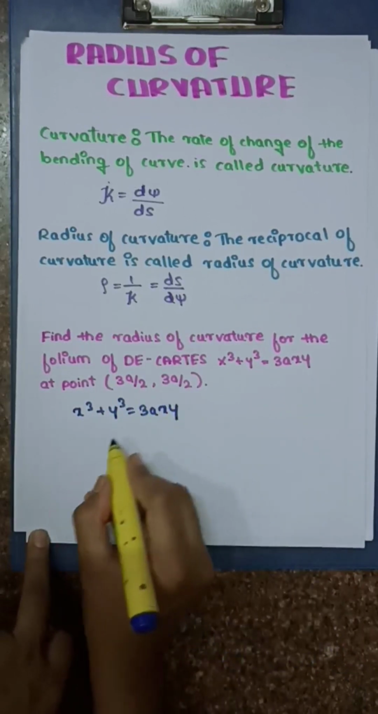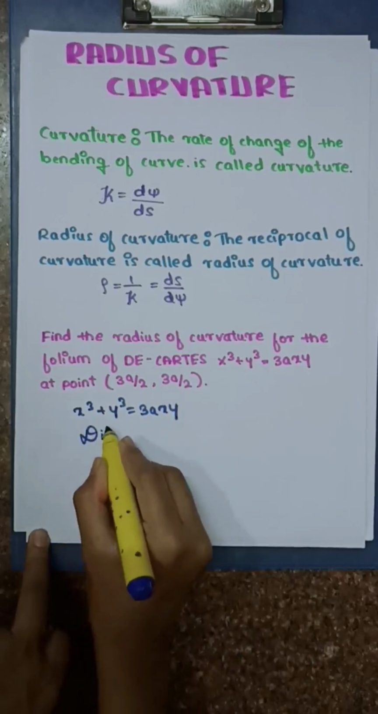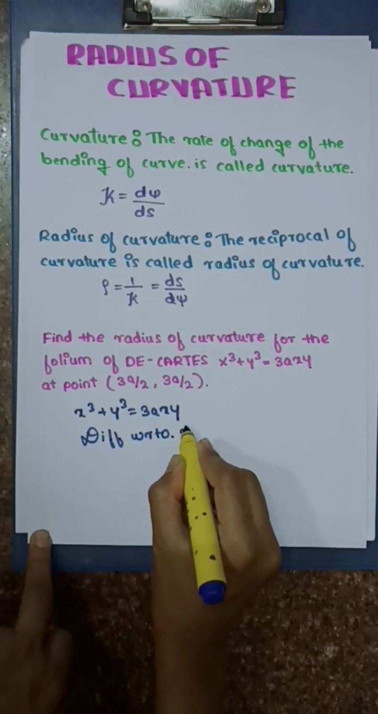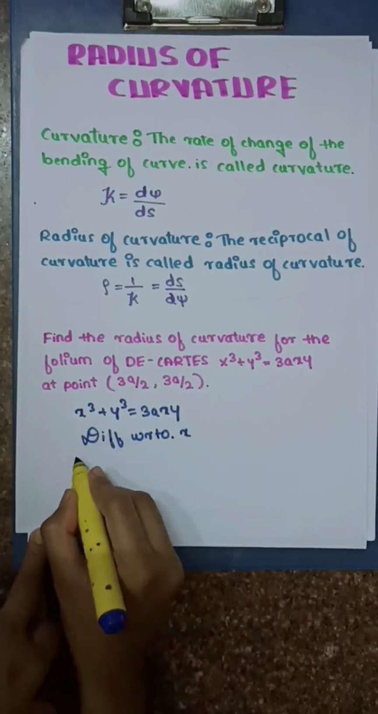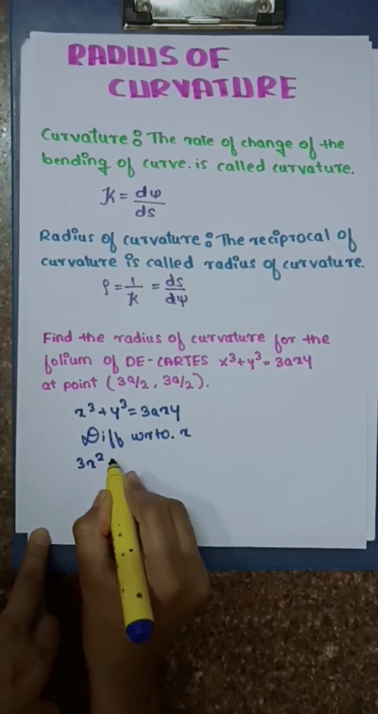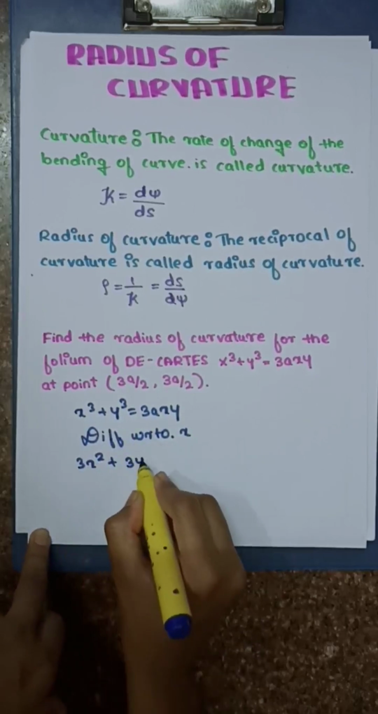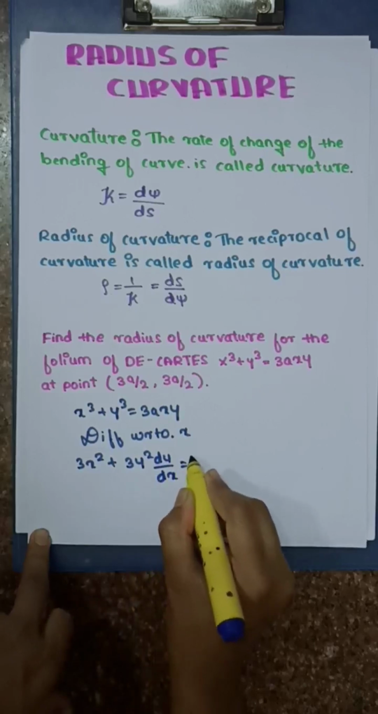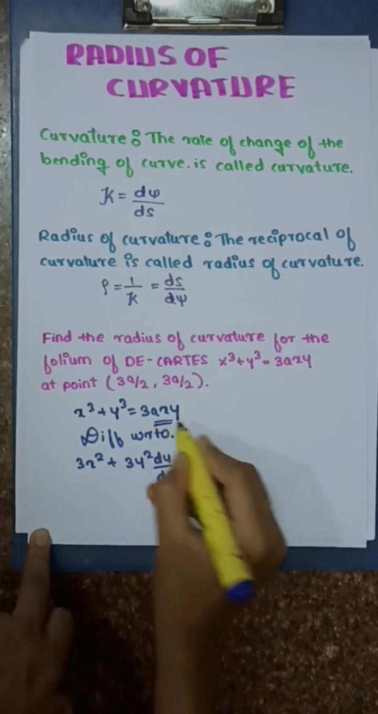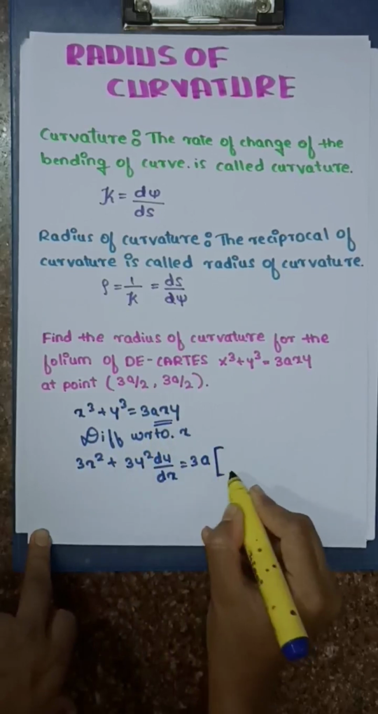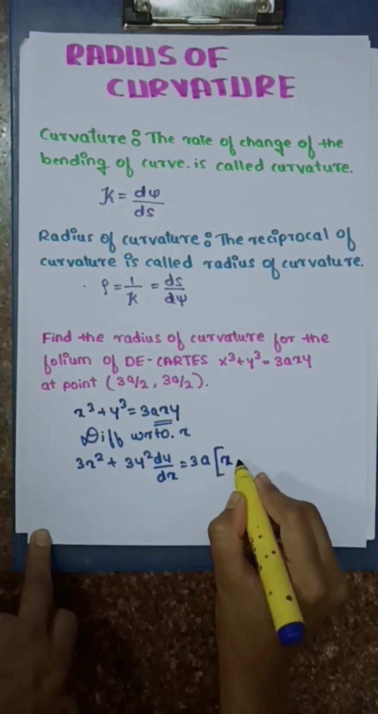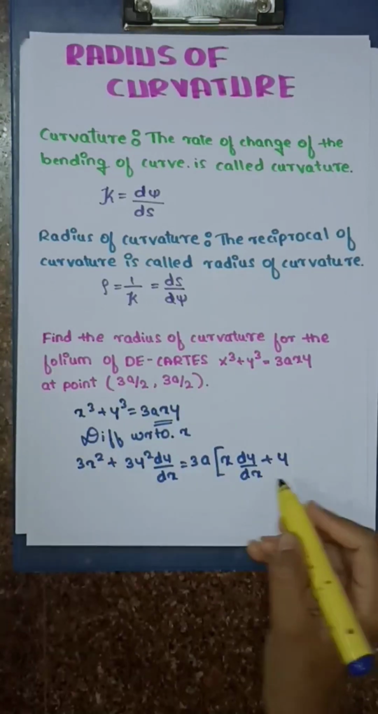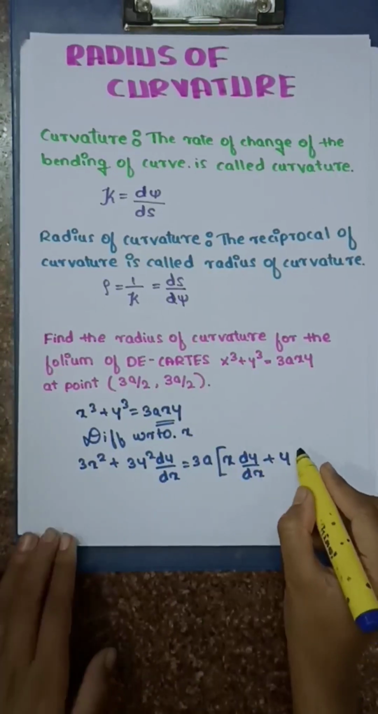Now differentiating this equation with respect to x. So differentiation of x cube is 3x square. Differentiation of y cube is 3y square dy by dx, plus this is the u into v formula. 3a will be constant, keep x as it is, differentiation of y is dy by dx. Y constant, differentiation of x is 1.